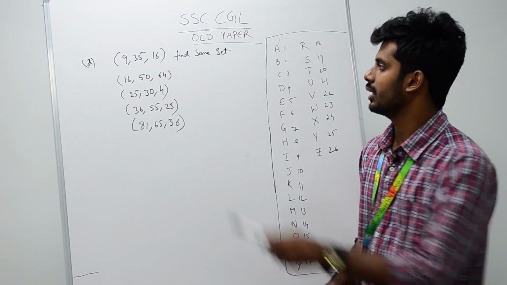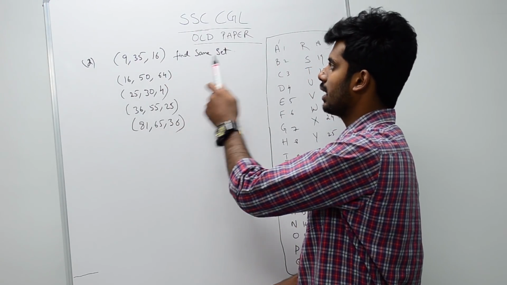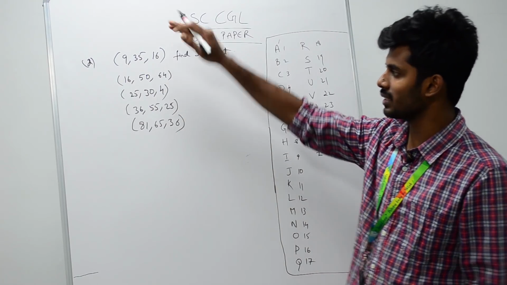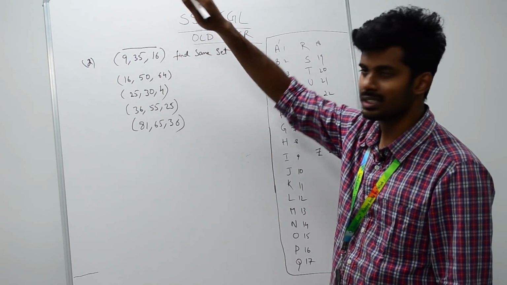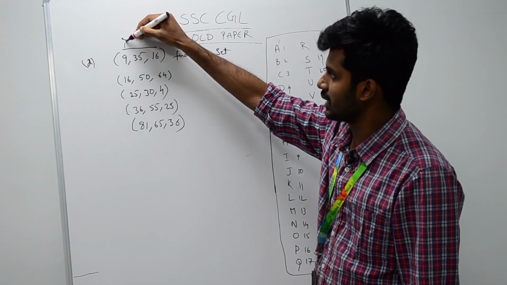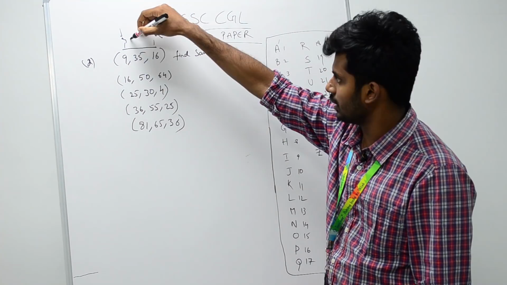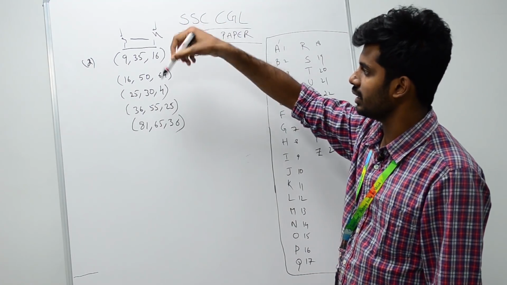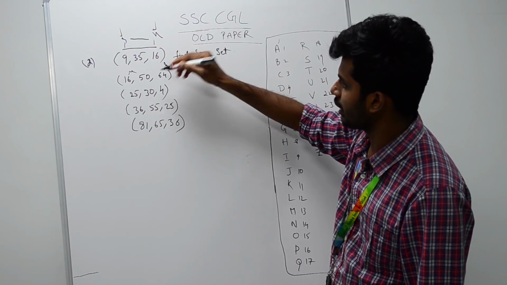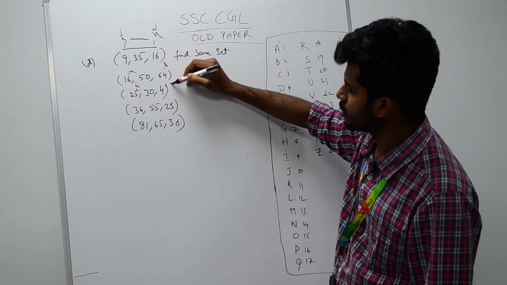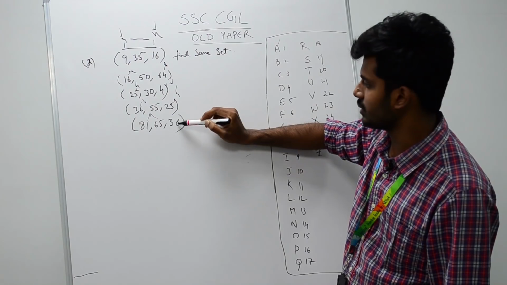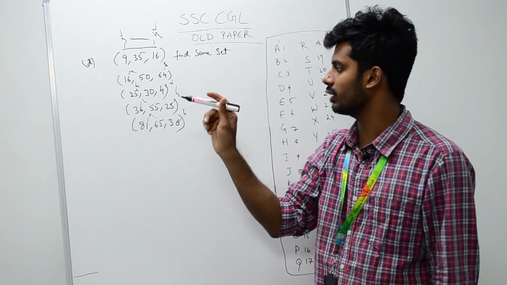Coming to the second question, they have given a triplet 9, 35, 16 and they are asking us to find the exact same set. When you are finding this kind of question, just see some similarities, don't solve everything. Here you can clearly see this is 3 square and this is 4 square. It's the squares of next numbers. So just see in which option a similar thing is there. It's 4 square and 8 square. This is 5 square and 2 square. This is 6 square and 5 square and this is 9 square and 6 square. So you can easily find out the answer is this one.